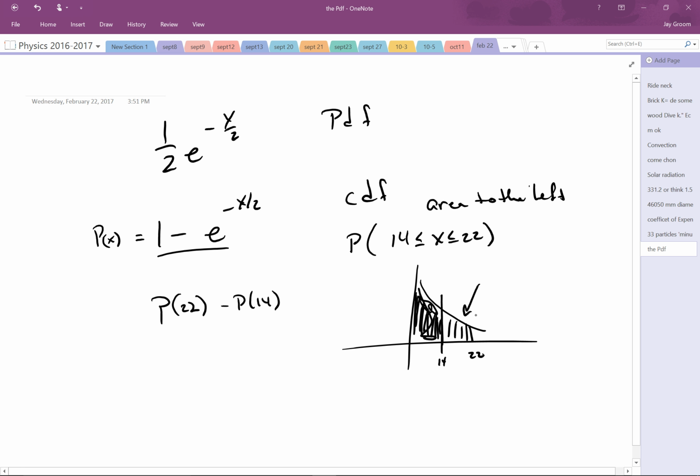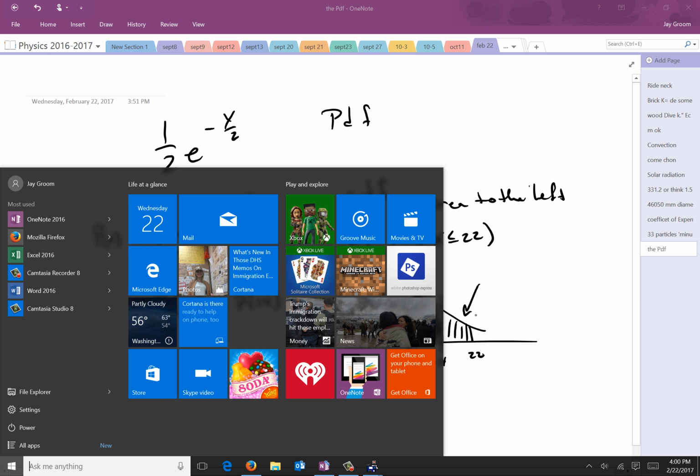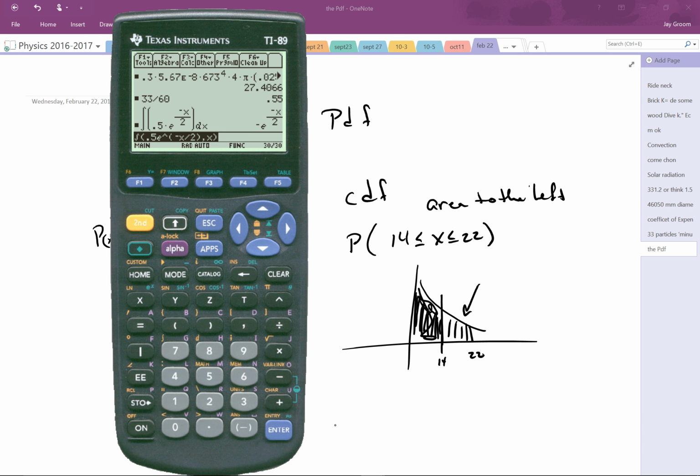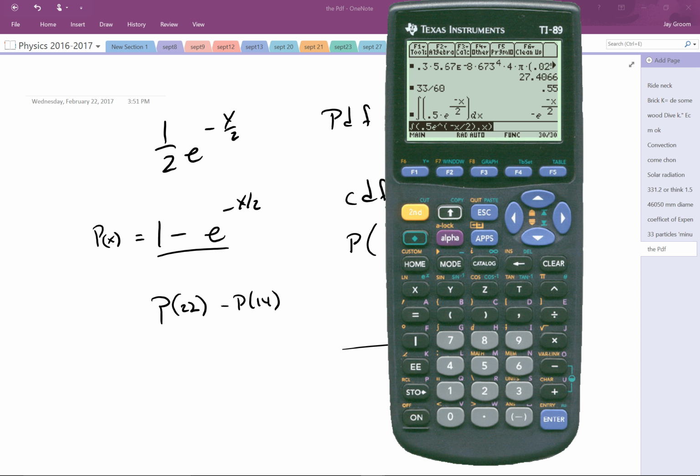So take a calculator, and I personally like this one, but you do what you want to do. I'm going to do 1 minus e to the negative 22 divided by 2, and hit enter, and I get that number there. So basically 99%. And then I just go back in and change that to 14.